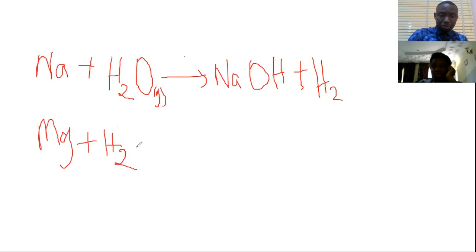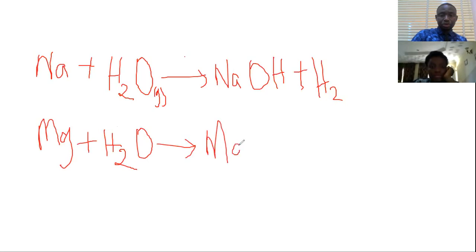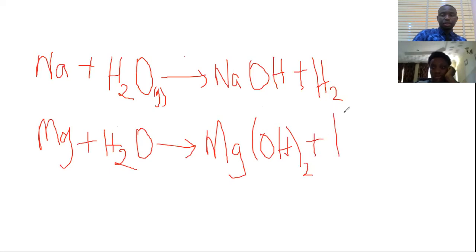Mg belongs to group what? What's the oxidation number of Mg? 2. So it's going to be Mg(OH)2 plus H2. You can balance the equation yourself. This equation is not balanced, so it could be balanced. So that's another way of preparing hydrogen in the lab.